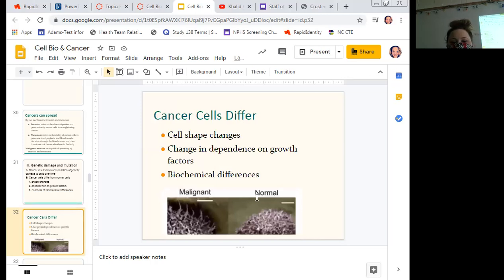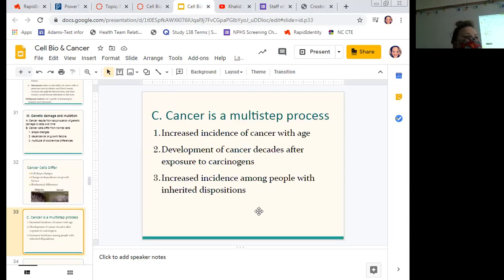Cancer cells, so here, again, a malignant cell would look like this. A normal cell looks like this. Cancer is a multi-step process. So I told you that your chance of getting cancer increases with what? Your chance of getting cancer increases as you get older. Thank you, okay? Cancer is more likely to develop after years of exposure to carcinogens.